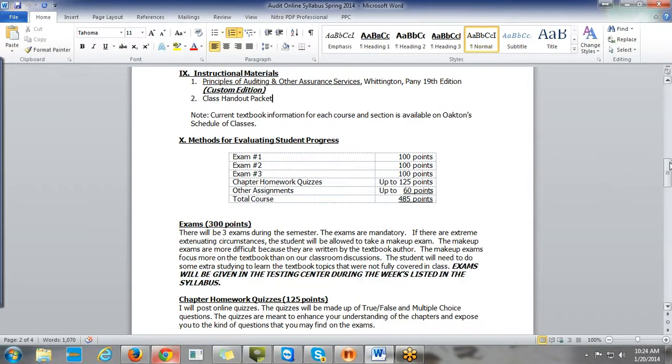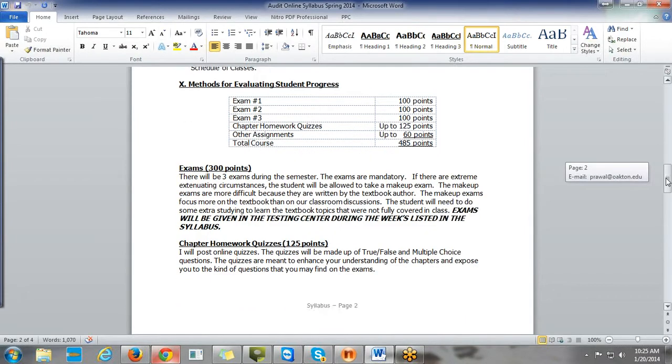The class evaluation methods: 3 exams, 100 points each, and quizzes and other assignments. This will primarily be the cases that I just talked about. So exams are 300 points, 3 exams. Exams are mandatory. They are given in the testing center. I have done an FAQ sheet for the exams, a frequently asked question sheet, which I'll go over.